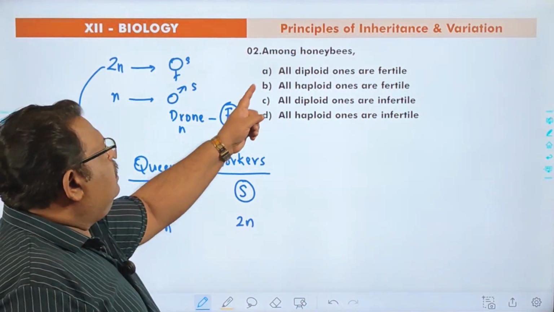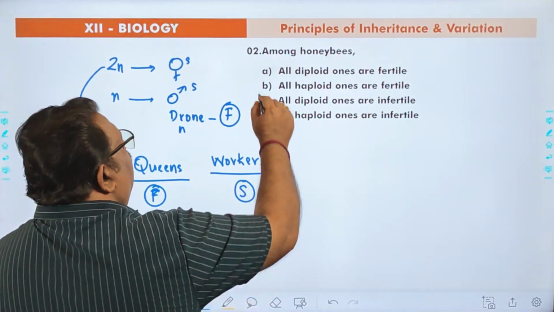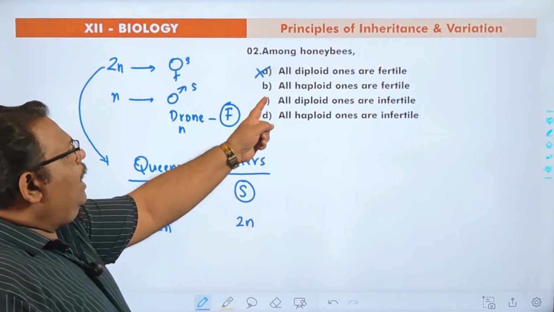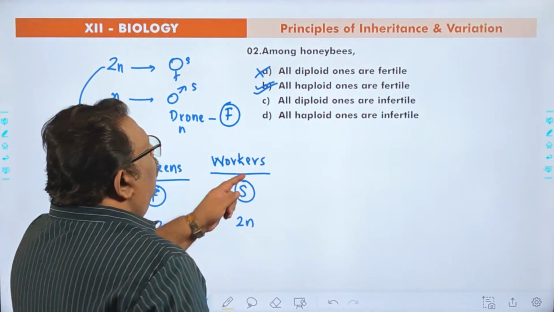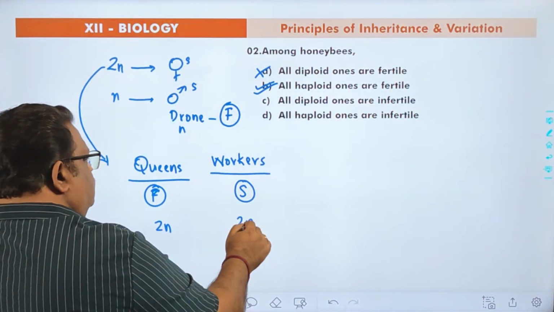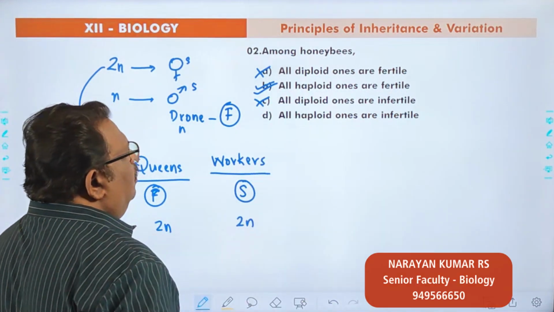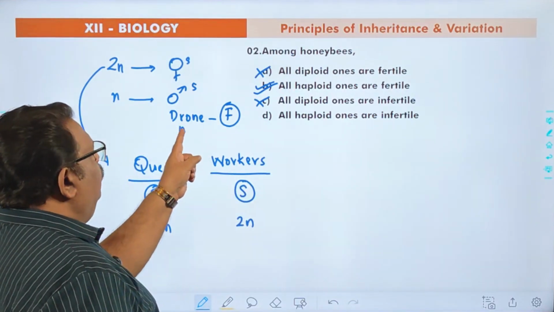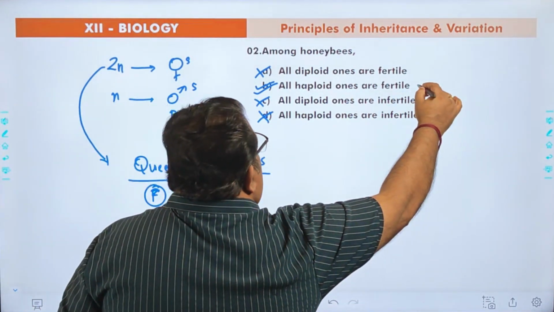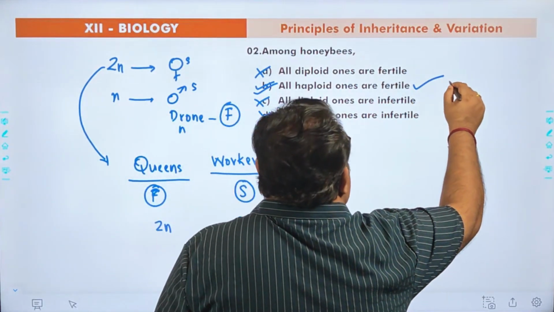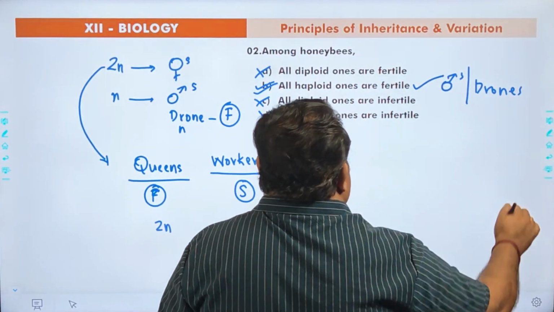So when we compare these in the statements, all diploid ones are fertile. All diploid ones are not fertile. All haploid ones are fertile. All drones are fertile. So that's a correct statement. All diploid ones are infertile. Only workers are infertile or sterile. Queens are fertile. So that also is a wrong statement. All haploid ones are infertile. No, all haploid ones are fertile. So that also is a wrong statement. The answer is all haploid ones are fertile, and these haploid ones are males, and the haploid ones are otherwise called what? They are called drones.